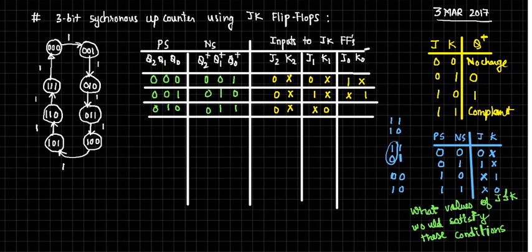Which one? First one? Very first one. Okay. 0 0. It should be 0x. Yeah, it's there. J0 and K0. The present state is 0 and the next state is 1 here. So 0 1, no? So it should be 1x, no?